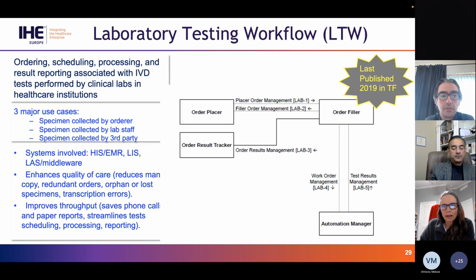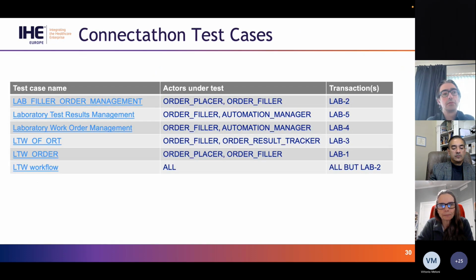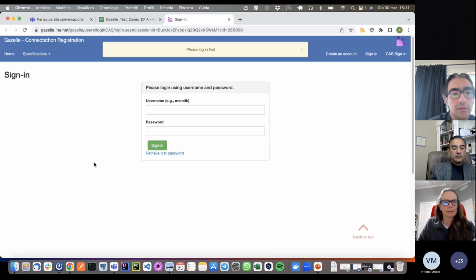It also provides laboratory data in discrete fashion back in the EHR system, so that it can be used for trending in the patient's record. Next slide. So these are the Connectathon test cases. They are in Gazelle, and I don't know, Alessandro, if you want to click on one of them, we can show people what it looks like.